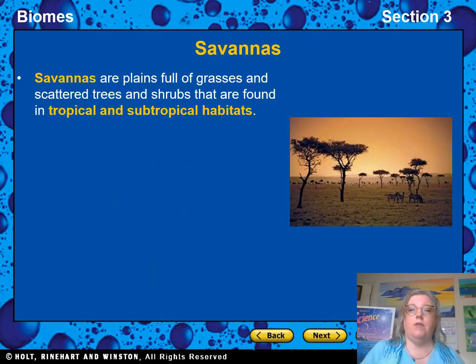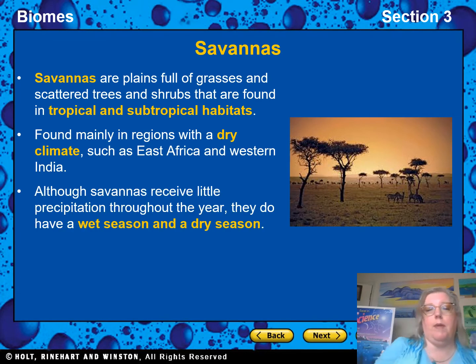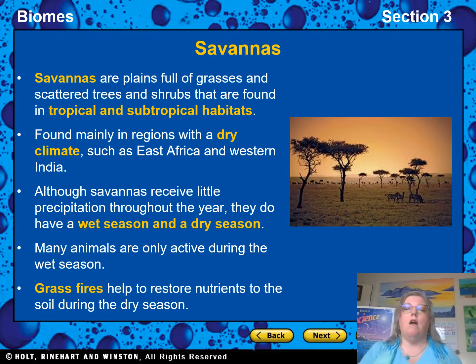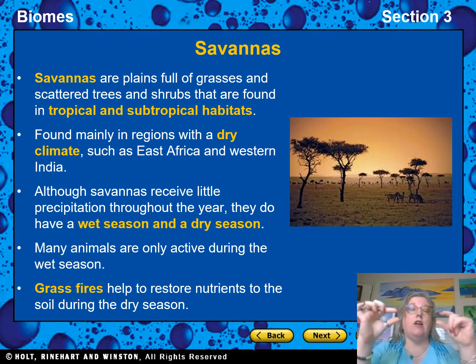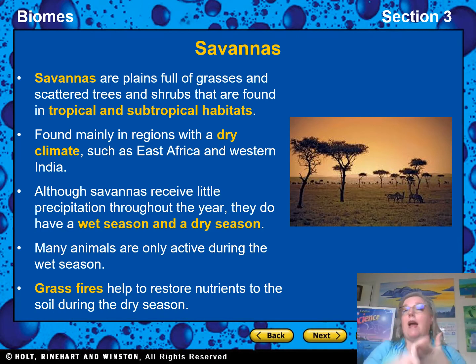All right, moving on. Savannas are the first one we're going to talk about. Savannas are grassland plains with scattered trees and shrubs in tropical and subtropical habitats. So these are near the equator. Grasslands near the equator are called savannas. And of course, this is where the lions live and the zebras and all that stuff. They're found mainly in regions with dry climate.